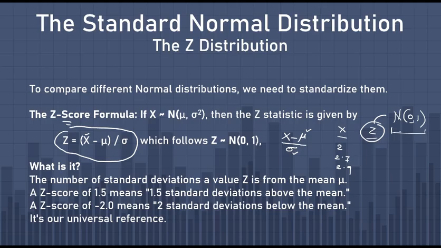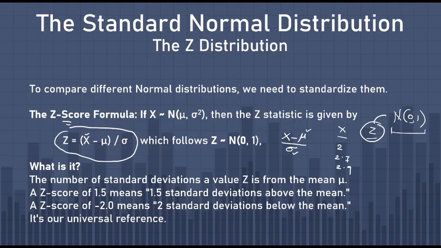Because the normal distribution, as we have mentioned, has very nice properties, that is the 68, 95 and 99.7 rule, it is abided by the Z distribution. Such a distribution is called the standard normal distribution. And it is easier to interpret also, because a Z score of 1.5 means 1.5 standard deviations above the mean. A Z score of -2 means 2 standard deviations below the mean.